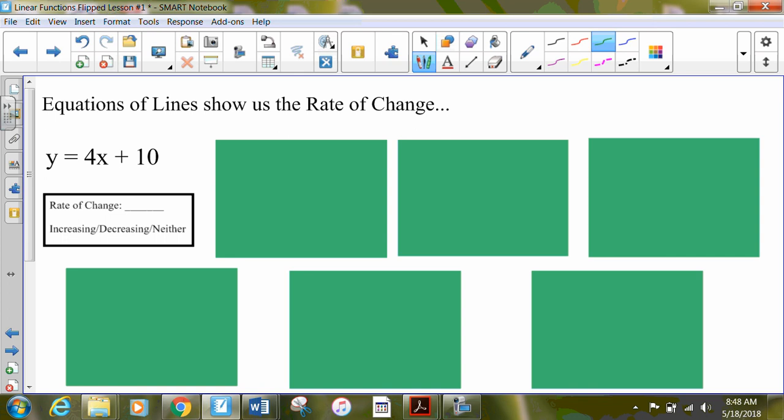If you see the equation y equals 4x plus 10 and you're asked to find the rate of change, we know that the number that's in front of the x is the rate of change. If you're asked whether it's increasing, decreasing, or neither, what they're really asking you is, hey, is your rate of change positive? Because if it's a positive rate of change, it's going to be increasing, right?